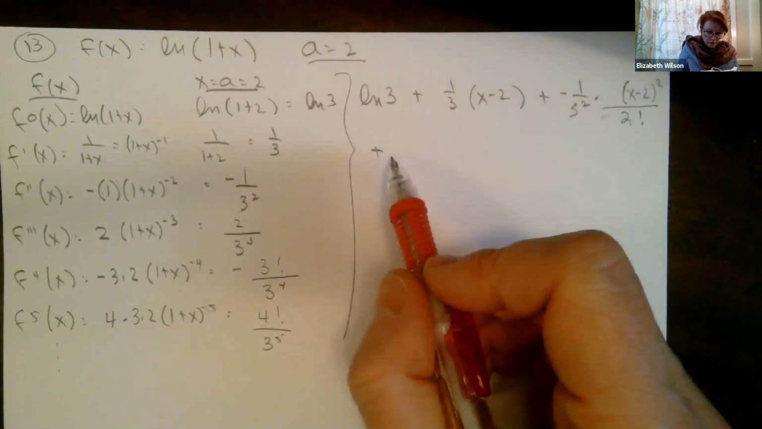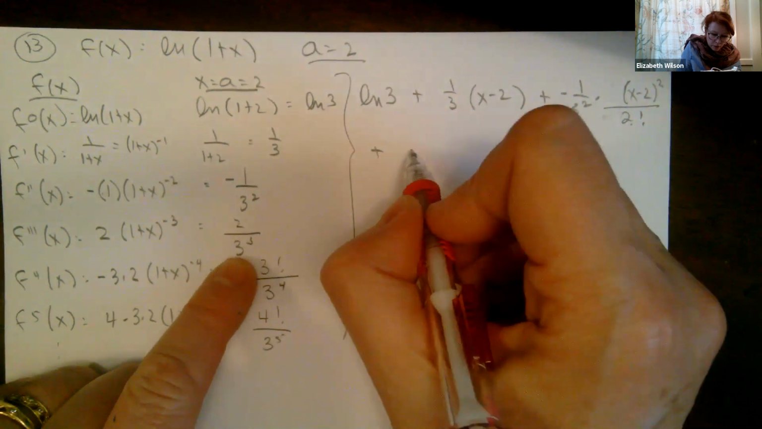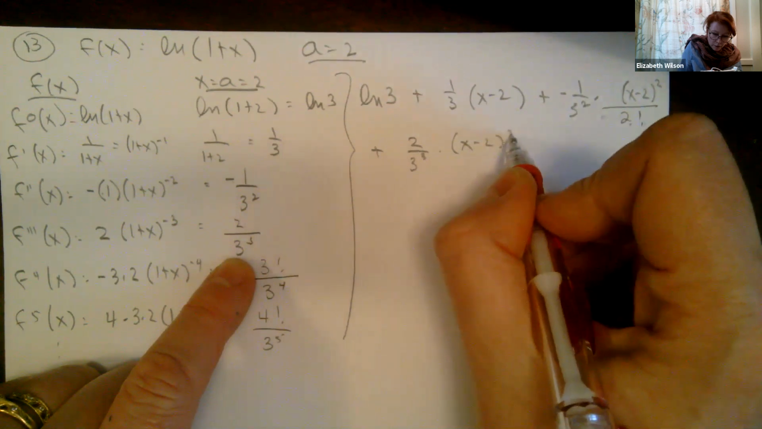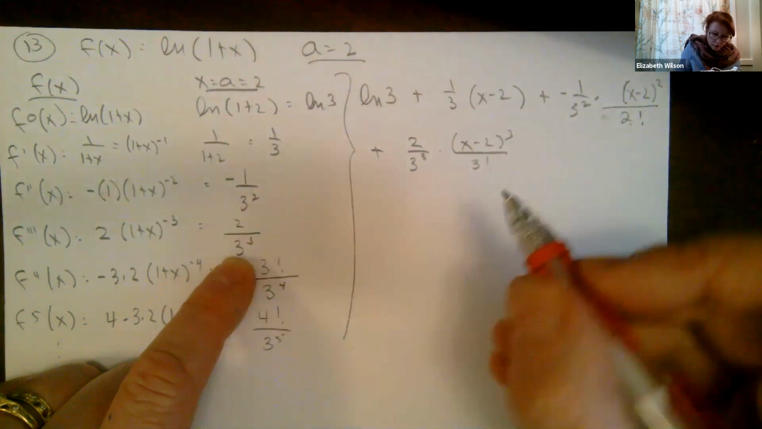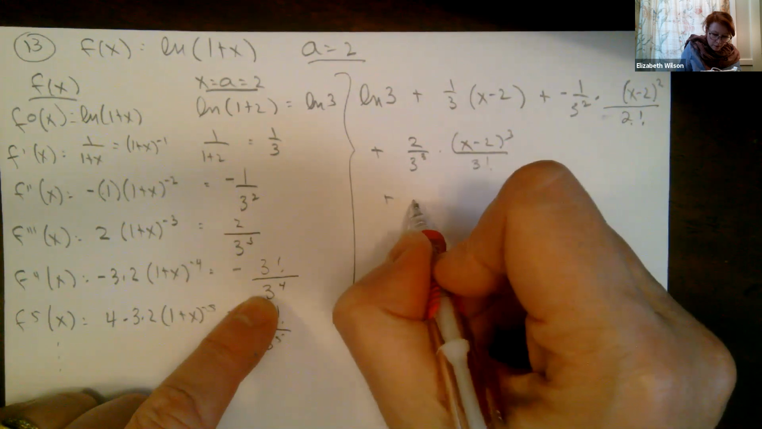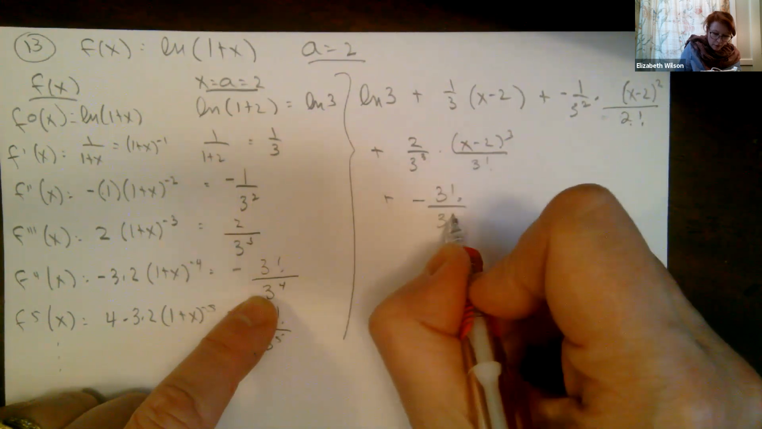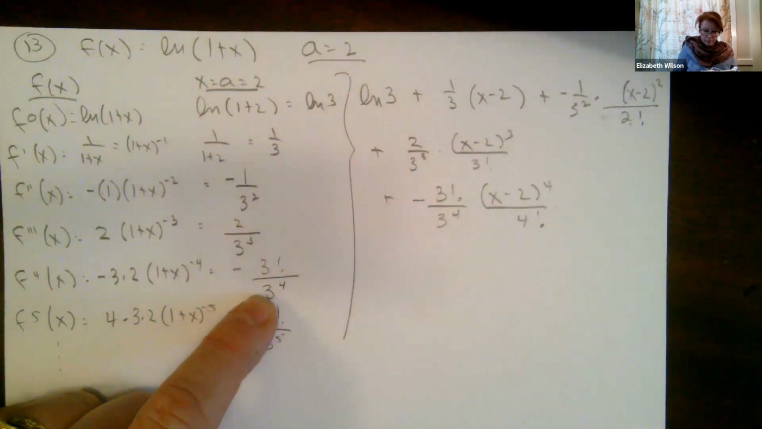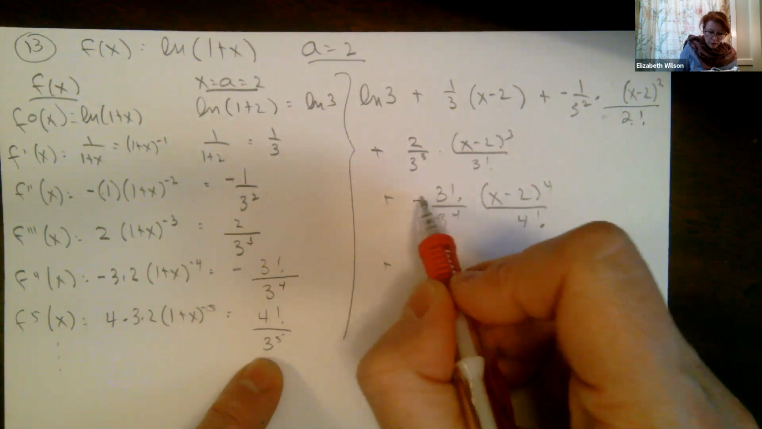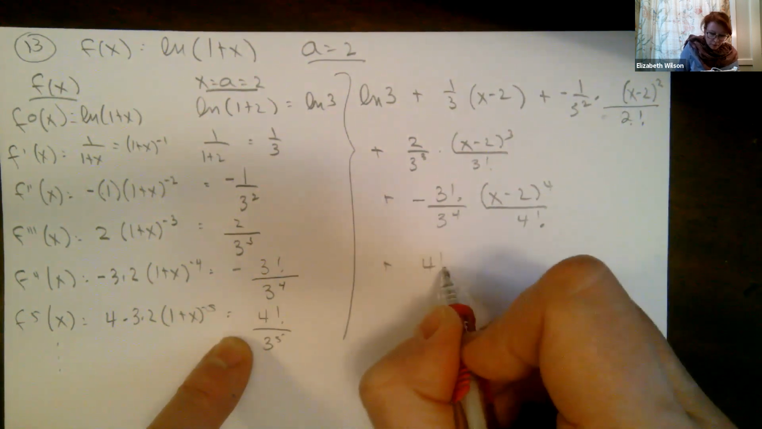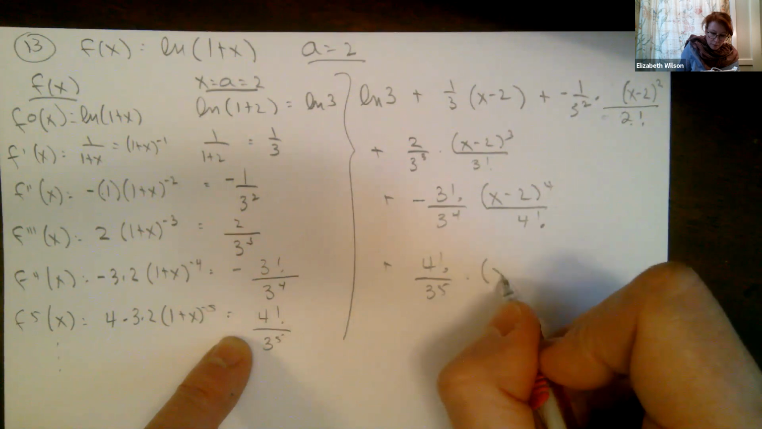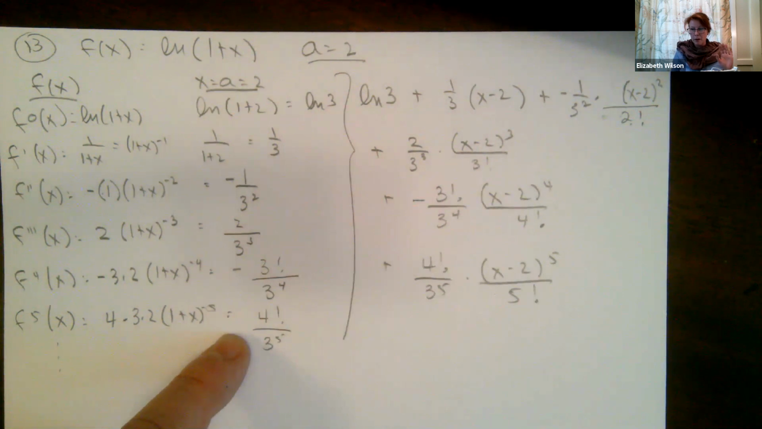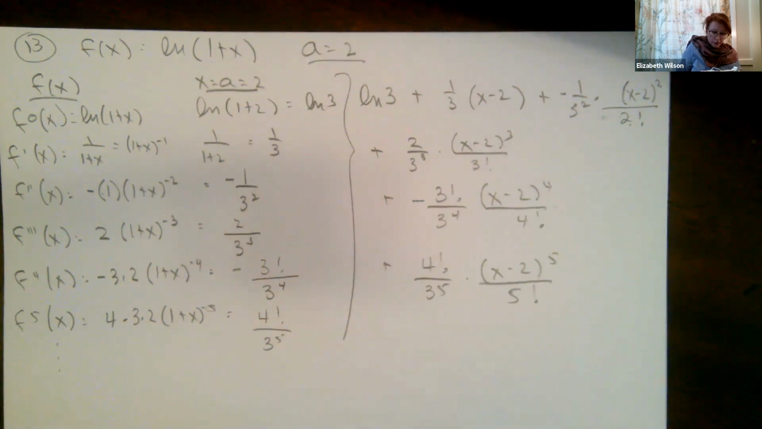The next one, let's keep track. The next one is going to be 2 over 3 cubed times x minus 2 cubed all over 3 factorial. Plus our next one, minus 3 factorial all over 3 to the 4th times x minus 2 to the 4th all over 4 factorial. Plus 4 factorial all over 3 to the 5th times x minus 2 to the 5th all over 5 factorial. Now I can clean these up, but I'm not going to worry about it. It just looks like that for here.